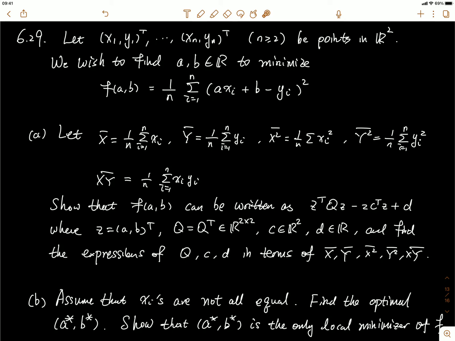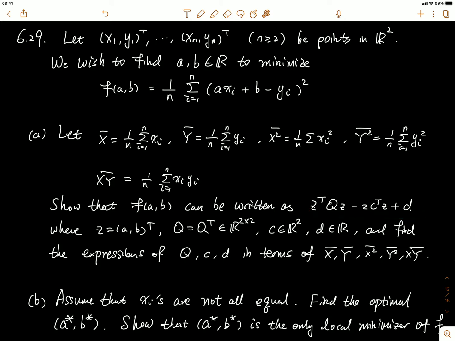So we have a quadratic function of a and b. The question asks us to find out the standard form of this quadratic function. For this quadratic function, if z is (a, b), the variable we want to solve for, then once we can determine Q, c, and d, we can consider the minimization problem, since it's just converted to a problem of z now.